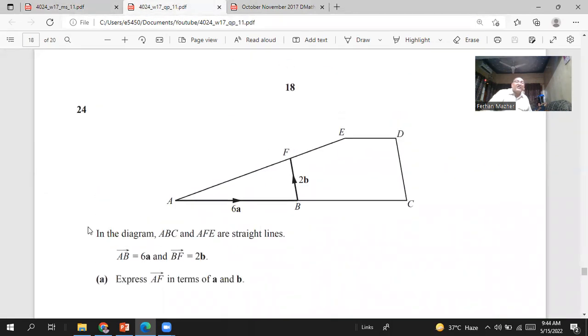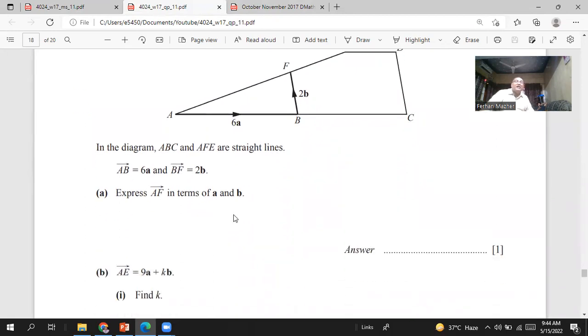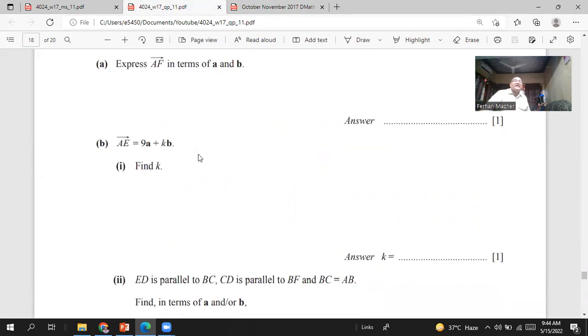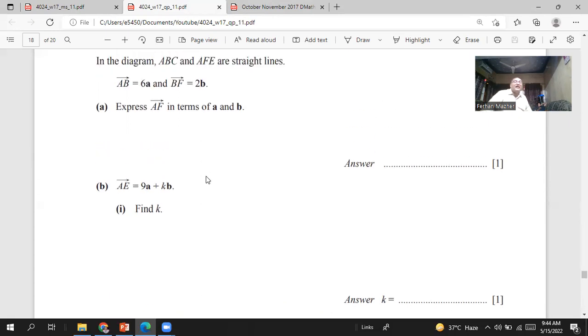Then they want us to find out AE. If you want to go from A to E, it is given that AE is 9a plus kb. Find the value of k.